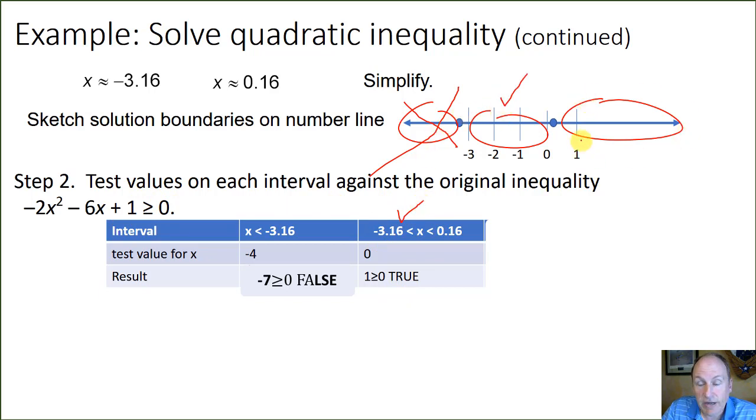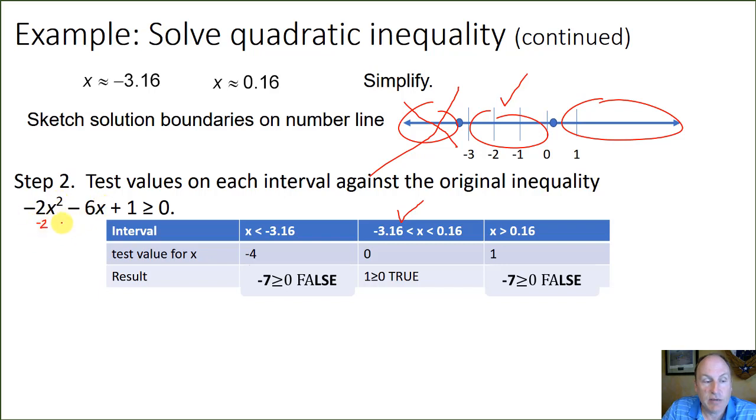We need to test the right-hand interval as well. x is greater than 0.16, and I picked 1 because it's a nice, easy number to work with as well. So when we put in negative 2 times 1 squared, or negative 2, minus 6 times 1, plus 1, we also get negative 7 greater than or equal to 0, which is also false. So this region is incorrect as well.